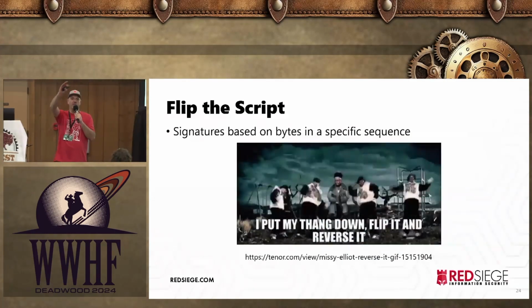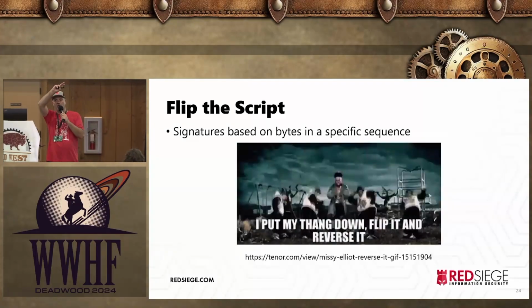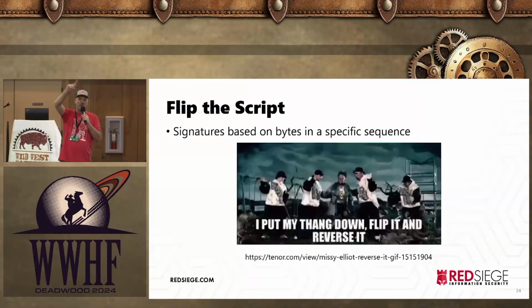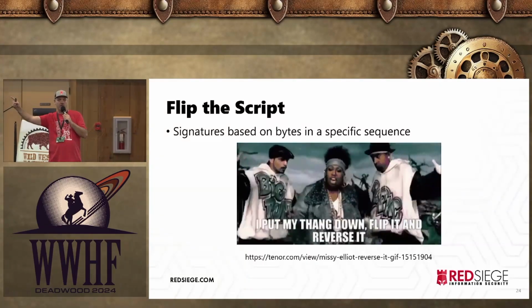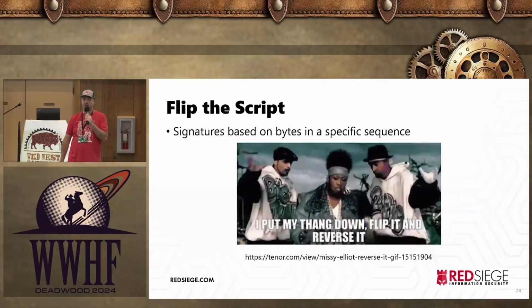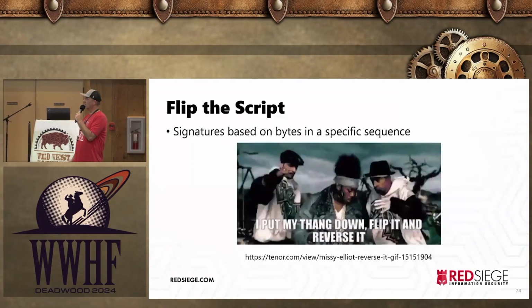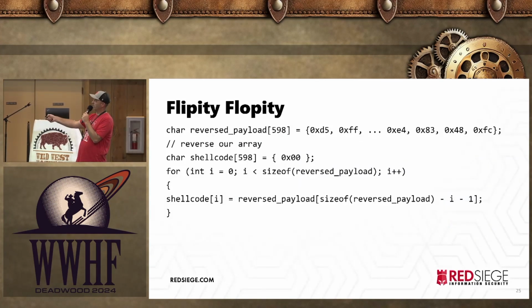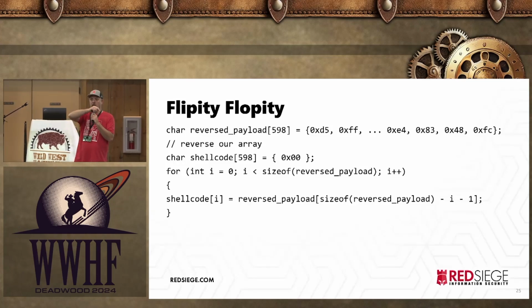So if we take the first byte in position 0, let's put it as the last byte of the array. And the second byte, make it the second to last byte of the array. So we're just going to have the array in reverse byte order. Does it work? We'll take a look. This is what the code would look like. We have our shellcode variable, and then we're going to read our reversed payload from the end, and then append all of that starting at the beginning of the array, and that will reverse our shellcode.